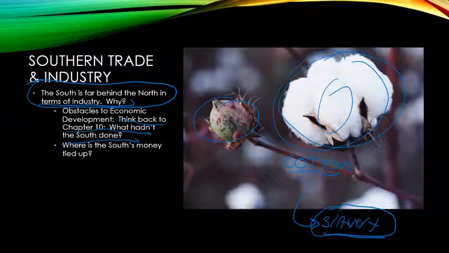So you got this really difficult and bad circumstance in the South that they're going to have a really hard time making it through. And that, in many ways, is their justification for slavery.